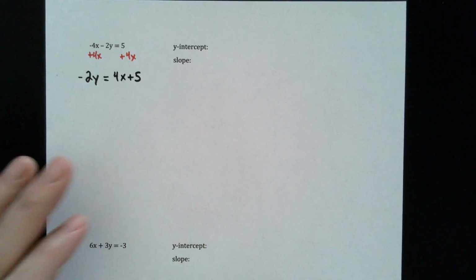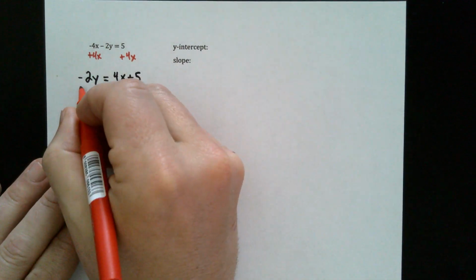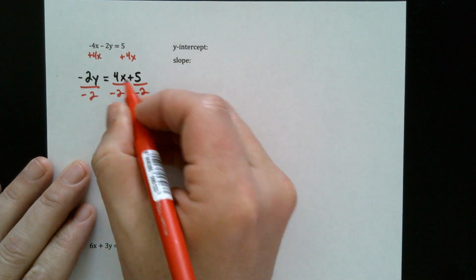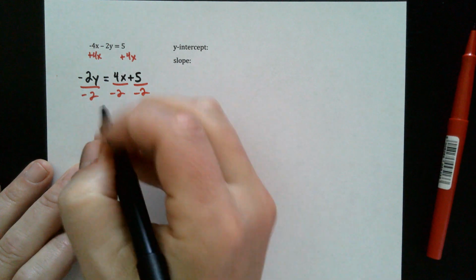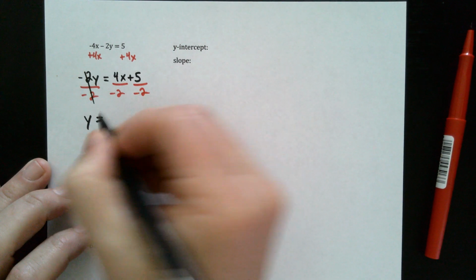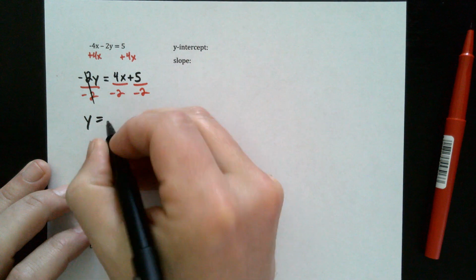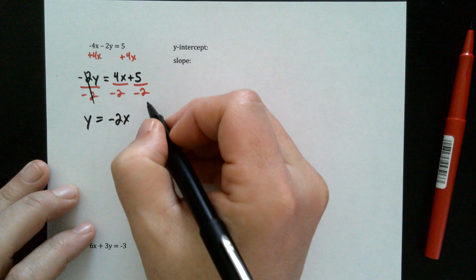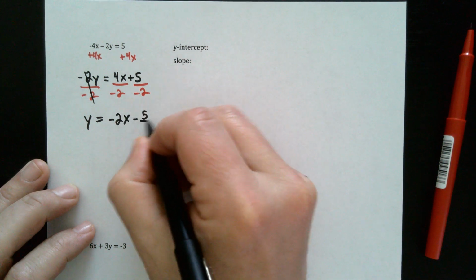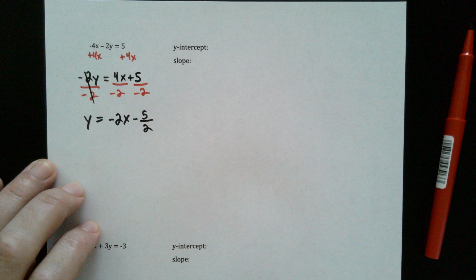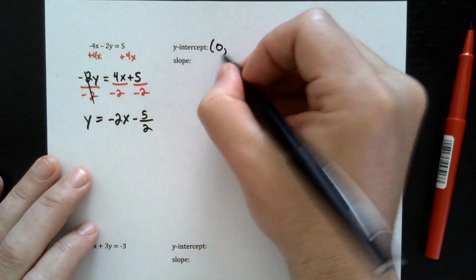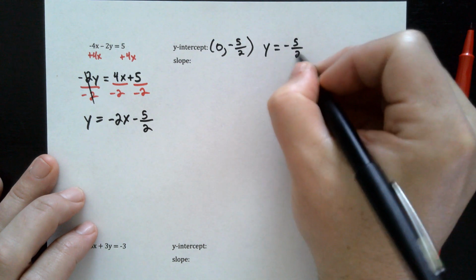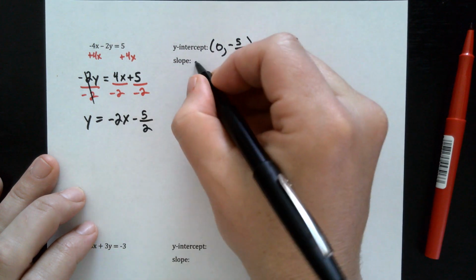And just like the last problem, I'm going to get rid of this negative 2 by dividing every term, term by term, not just one big line, term by term, right? So you have 2's cancel, that gives you y is equal to, let's see, 4 divided by negative 2, that's negative 2, and there's the x. And then 5 divided by negative 2 doesn't reduce, so I'll just say negative 5 over 2. That means our y-intercept is this number, which is the point (0, negative 5 over 2), or you could just write it as y is equal to negative 5 over 2. And then our slope is this number, which is negative 2.